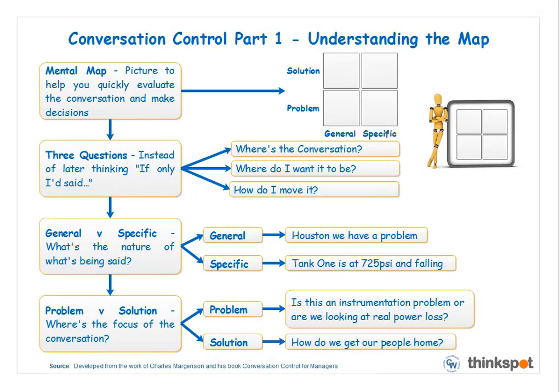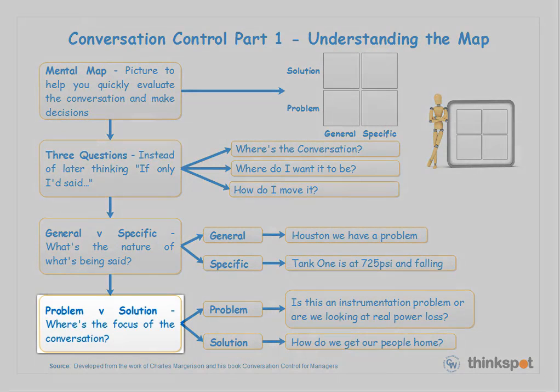Note that the conversation at this stage is problem focused. This is a life and death situation, and they're trying to gather all the data they can before making any decisions or jumping to solutions. This introduces the other axis on our map, problem versus solution. It's really important to know whether you're working on the problem or the solution. And as a skilled conversation controller, you can manage the conversation so that the appropriate amount of time and energy is spent in the right place.